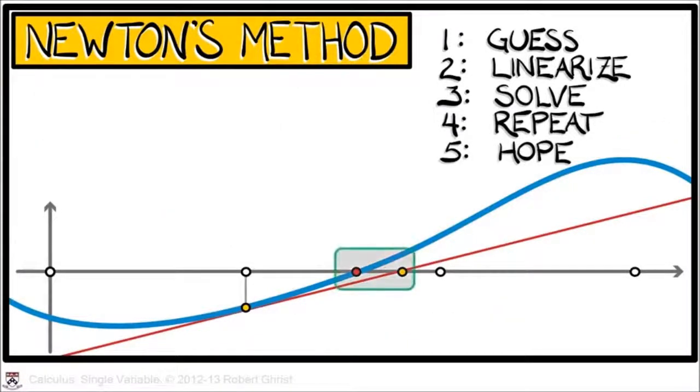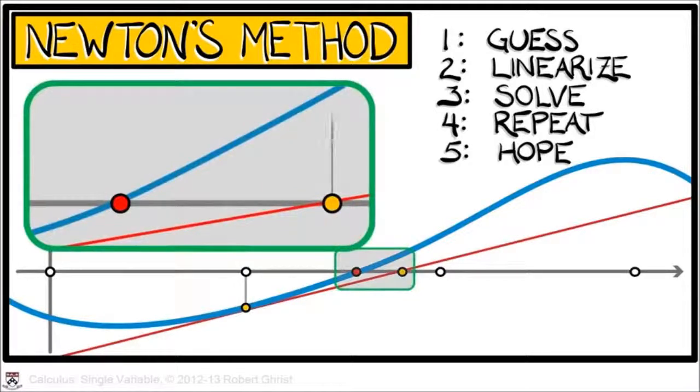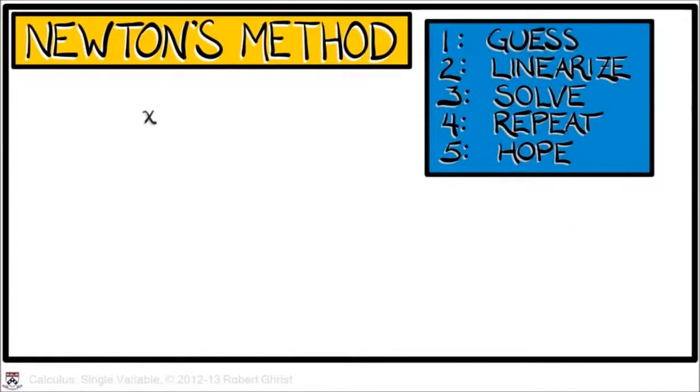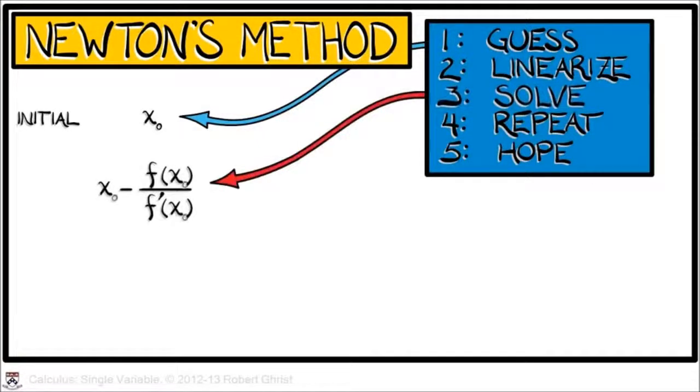So, if you zoom in on what's happening, we linearize, solve for the root. Then we do it again. We linearize at that new point and then solve for the root. Keep your fingers crossed. This may converge. Now, let's introduce a bit of notation. Our initial guess we will call x naught, that is x with a subscript 0.